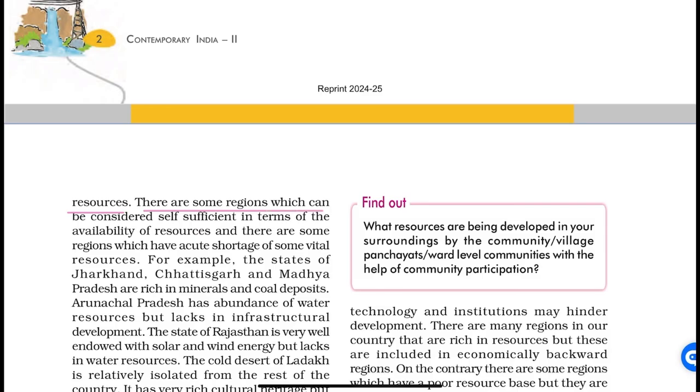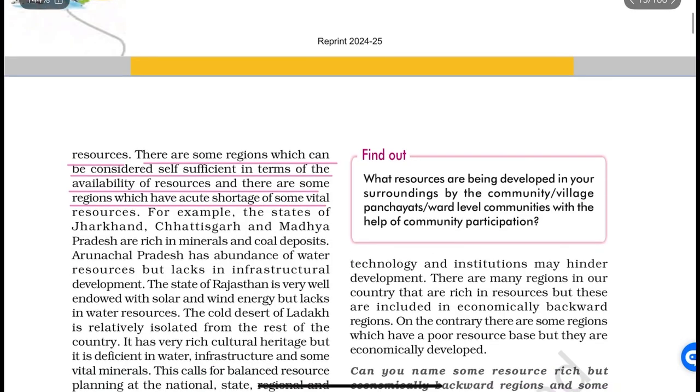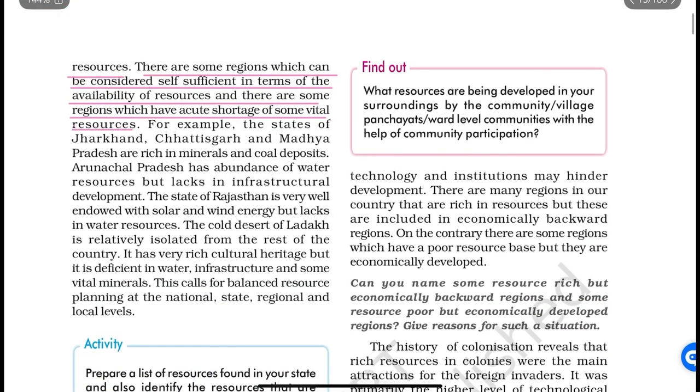There are some regions which can be considered self sufficient in terms of the availability of resources, and there are some regions which have acute shortage of some vital resources. For example, the states of Jharkhand, Chhattisgarh, Madhya Pradesh are rich in minerals and coal deposits. Arunachal Pradesh has abundance of water resources but lacks in infrastructural development. The state of Rajasthan is very well endowed with solar and wind energy but lacks in water resources.